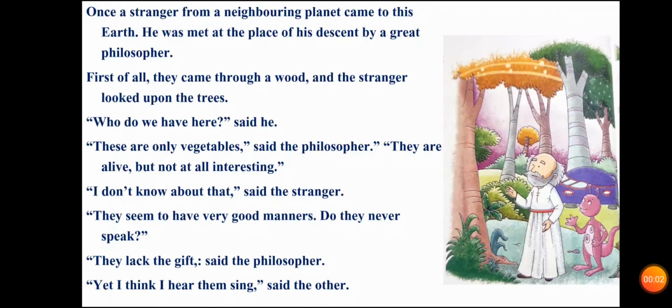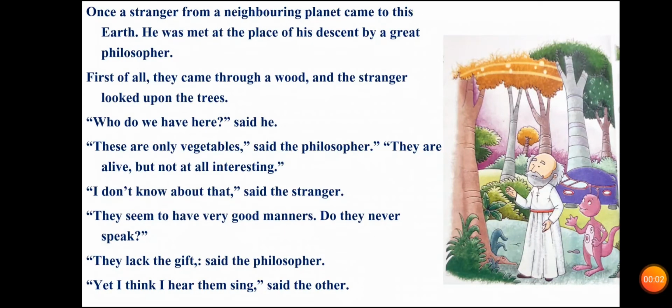Once a stranger from a neighboring planet came to this Earth. He was met at the place of his descent by a great philosopher. First of all, they came through a wood, and the stranger looked upon the trees. "Who do we have here?" said he. "These are only vegetables," said the philosopher. "They are alive, but not at all interesting." "I don't know about that," said the stranger. "They seem to have very good manners. Do they never speak?" "They lack the gift," said the philosopher. "Yet I think I hear them sing," said the other.